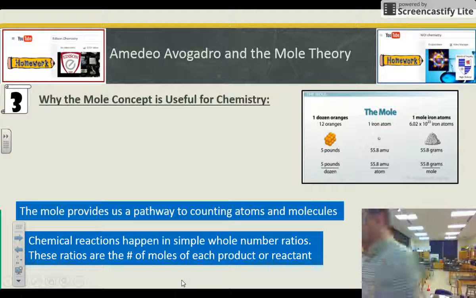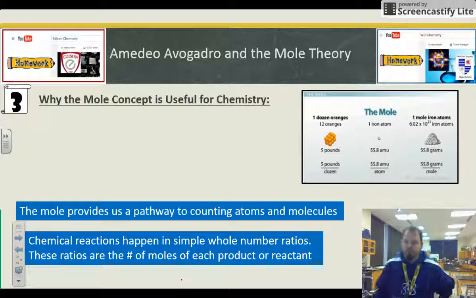I want to point out in this picture, which is a really good one, Mr. Mills, everybody knows we can measure pounds. Counting a dozen oranges weighs 5 pounds, 5 pounds per dozen. You can do math that way. You can say, well, I'm going to go to the store, and how many oranges are in 20 pounds? Well, you multiply by 4, and there we go.